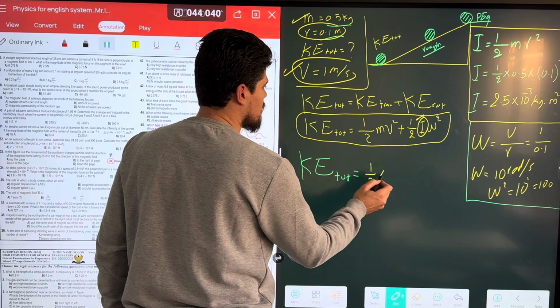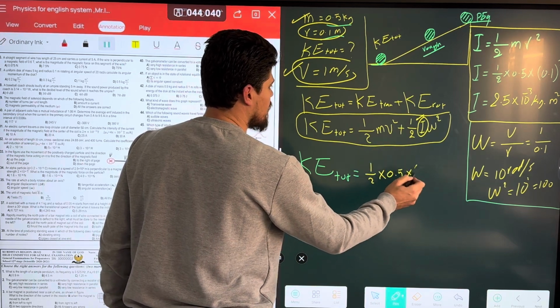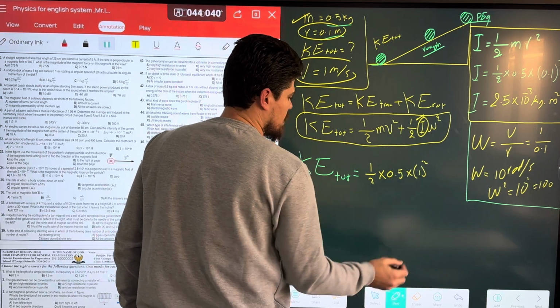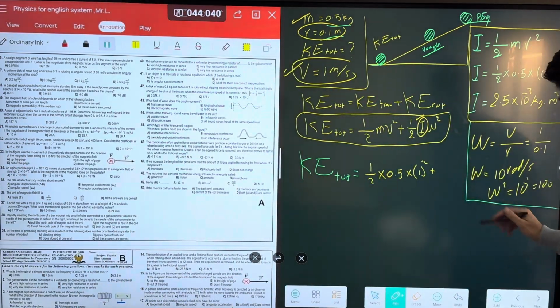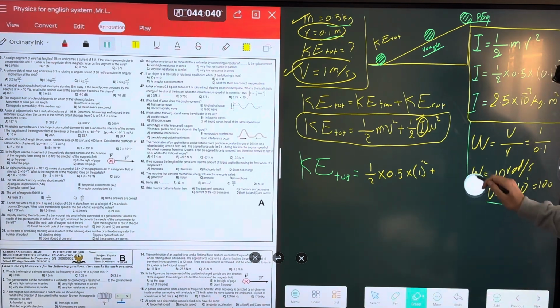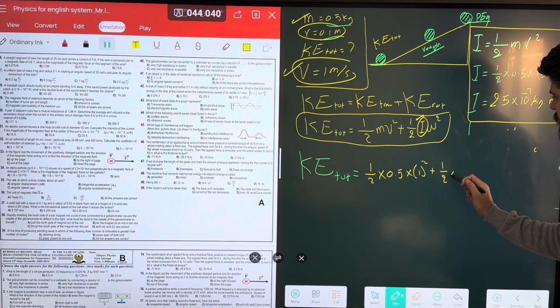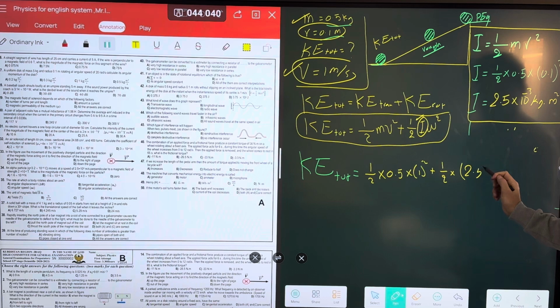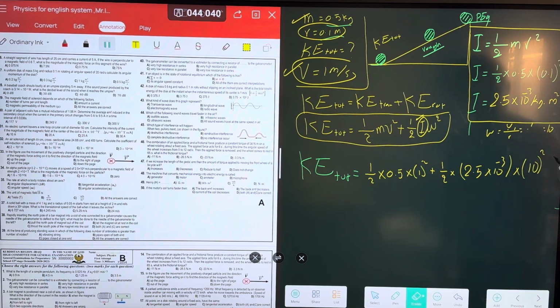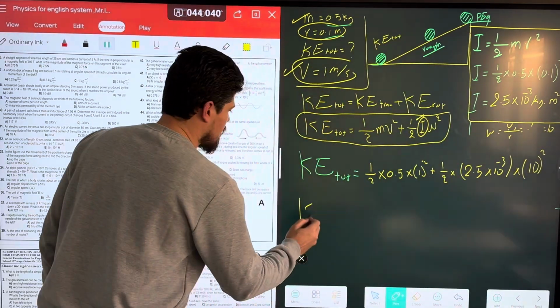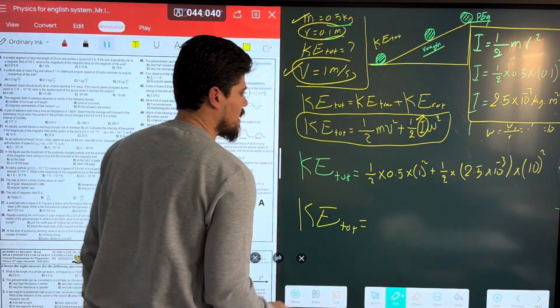kinetic energy. 1 over 2 times mass 0.5 times V, 1 square, plus what? 1 over 2. Okay, we found omega. 1 over 2 times moment of inertia, 2.5 times 10 power negative 3 times omega, we didn't have, but we found it. 1 divided by 0.1, 10. 10 square. Okay? 10 square. Now by calculator, you can calculate the total kinetic energy.